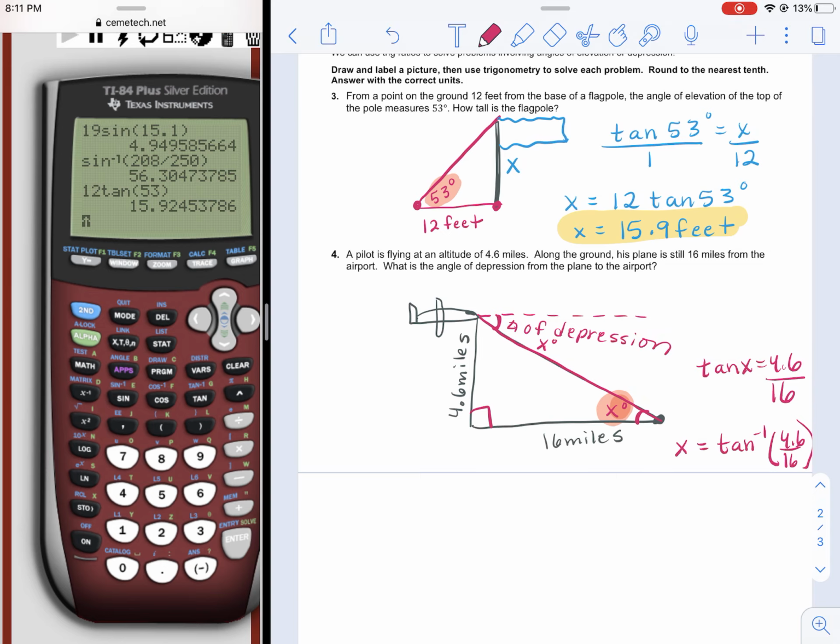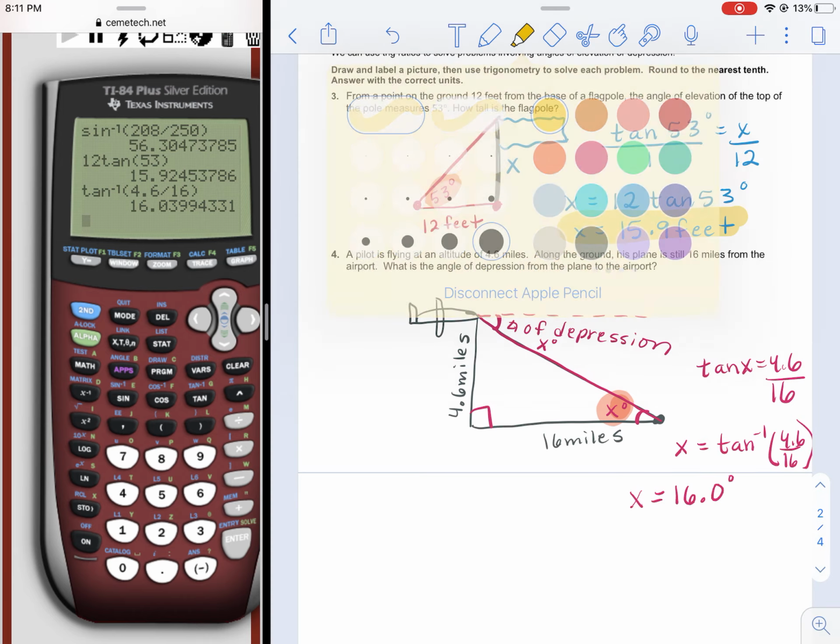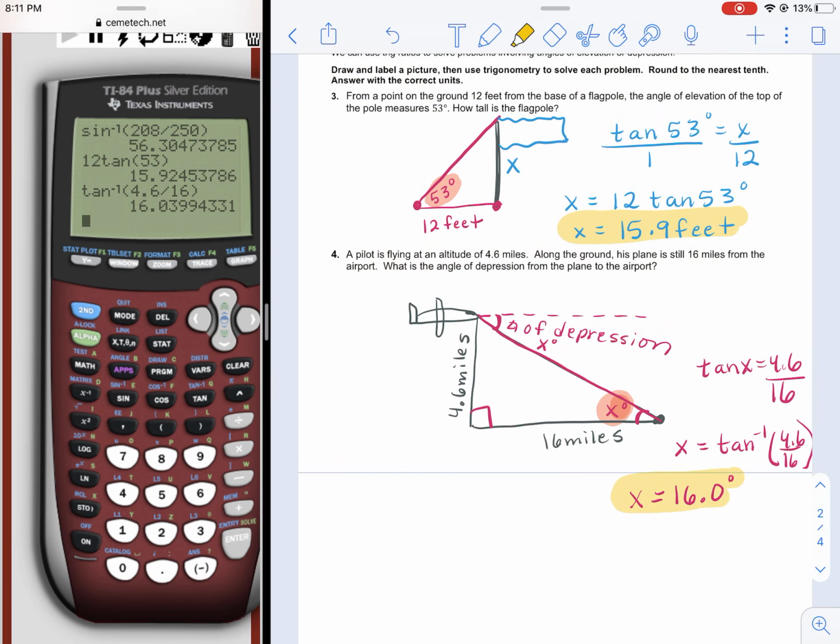And so to find that angle, I'm going to do inverse tan of 4.6 over 16. And so that angle measure is 16.0 degrees. Okay, so that angle of depression can be a little tricky. Just remember that it's equal to your angle of elevation. All right, thanks.